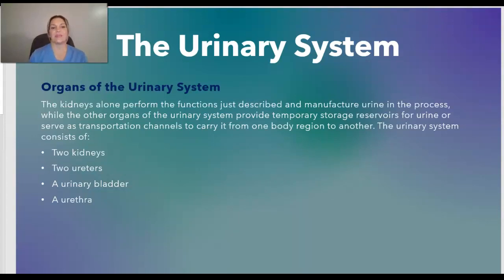Organs of the urinary system include, of course, the kidneys. The kidneys alone perform the functions just described and manufacture urine in the process, while the other organs of the urinary system provide temporary storage reservoirs for urine or serve as transportation channels to carry it from the body. The urinary system includes two kidneys, two ureter tubes on both the right and left side, a urinary bladder, and then the urethra.